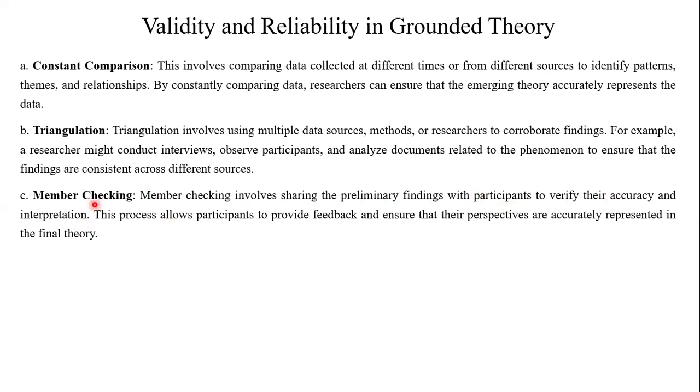So whenever you find some results, you need to share those results with your participants. They will verify the accuracy and interpretation of those results. This process allows participants to provide feedback and ensure that their perspectives are accurately represented in the final theory. So this is how you can validate your grounded theory findings. These are the three strategies that you can apply in order to validate your grounded theory.